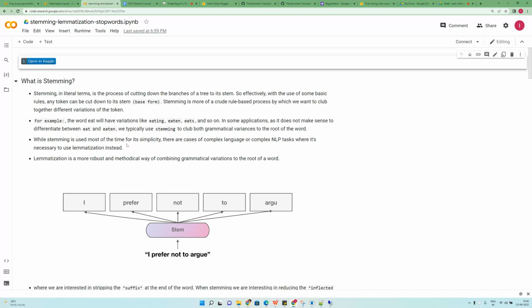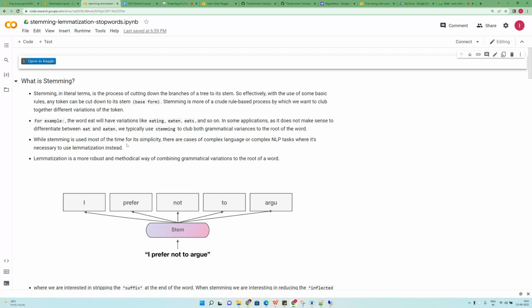So effectively, with the use of some basic rules, any token can be cut down to its stem, or base form. Stemming is more of a crude rule-based process by which we want to club together different variations of the token. Let's say I have the word eat. People use it in different variations. Some might say, I'm eating this mango. Some might say, I have eaten this mango. Or some might say, I usually eats this mango. And so on. But at the end of the day, this all refers to eat.